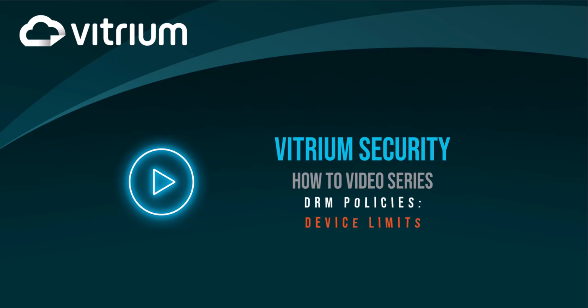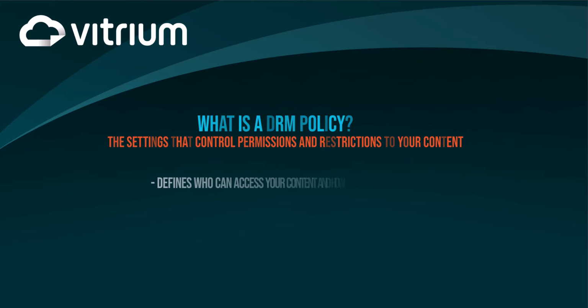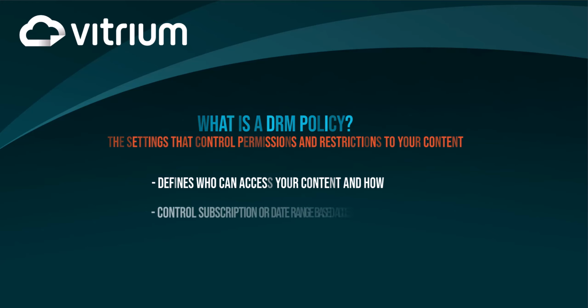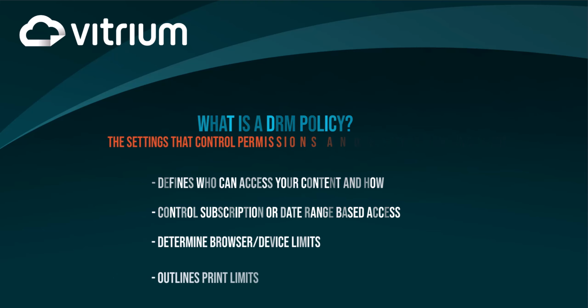In this video, we're going to be examining DRM policies. DRM policies are the settings that control permissions and restrictions to your content. They define things such as who can access your content and how. They control subscription or date range-based access, can determine browser or device limits, outline print limits, and more.